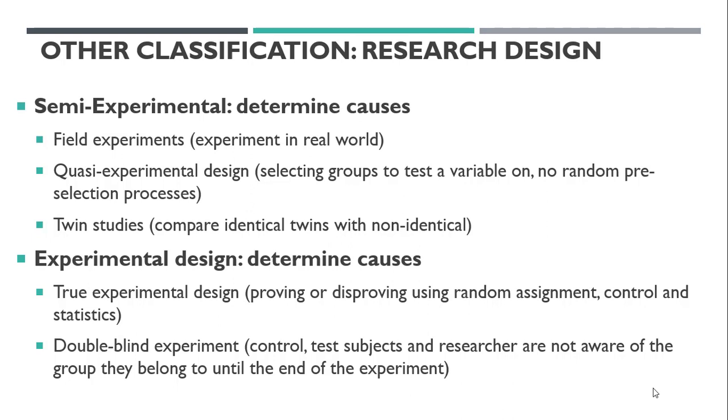So we also have the double-blind experiment. This is usually also in the medical field, whereby the person even administering the test does not know which group the subject belongs to, because that way you can control for the researcher unnecessarily influencing the experiment. Okay, so these are some examples of experimental design.